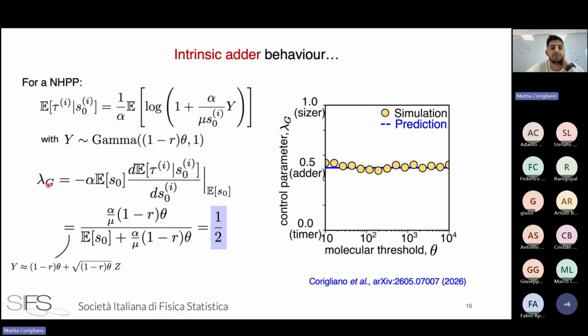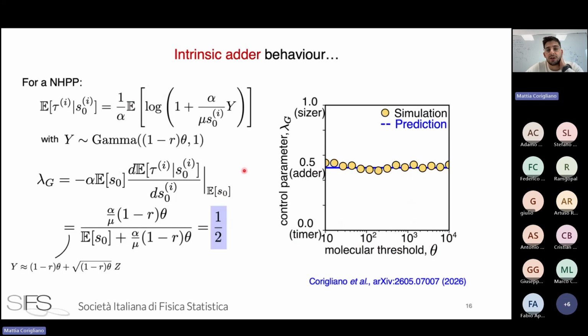And we see that lambda g is equal to 1/2, independently of any model parameters like theta or r, which is the reset fraction, or the synthesis rate of the molecule. So basically, this model is intrinsically implementing an adder strategy. Here you see the comparison of this prediction with simulations of the model, varying different parameters, for example, the molecular threshold. So this is a simple way to implement an adder at a more, let's say, mechanistic level of description.